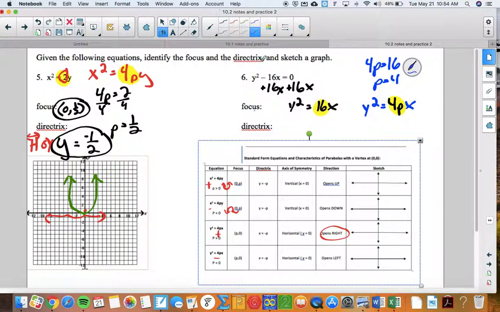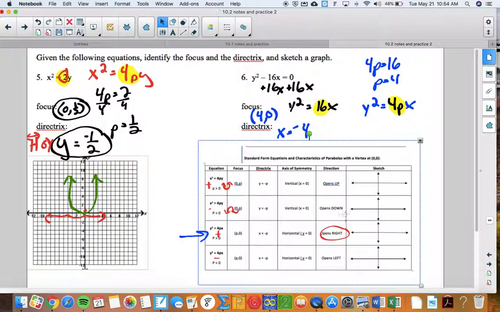So now we're looking at when y squared has a positive 4, or a positive p value. So that would be this example right here. So we're looking at this row. So our focus is going to be 4, 0. We plug that p value in right away. It represents the x, y is 0. And the directrix is going to be a vertical line. So x equals -4.